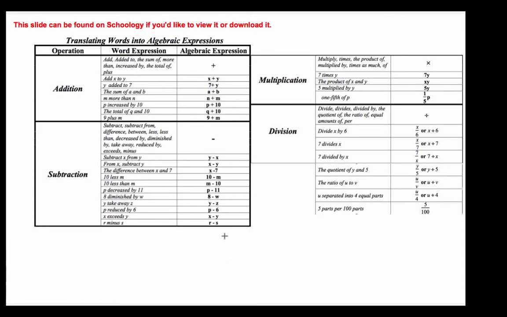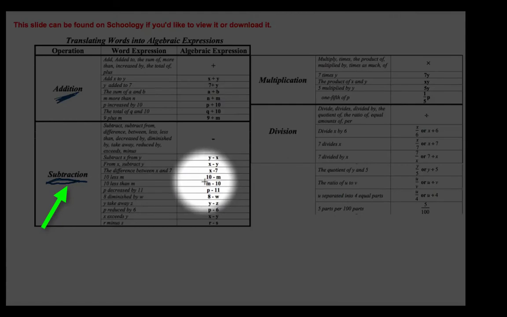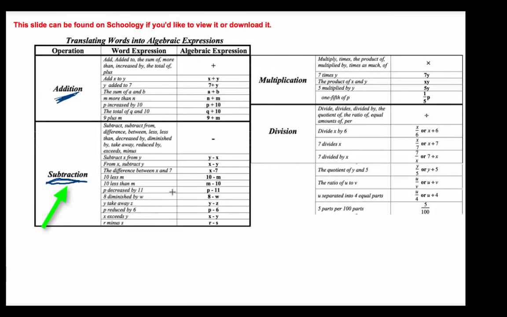So here is a table, some different words that we have to know what they mean. We want to be able to translate words into algebraic expressions. In this section here, we have words that represent addition. Here we have words that represent subtraction. For instance, the difference between x and 7. That's a subtraction situation. The word difference means subtraction. So here we have x minus 7. 10 less than m. You can see these are switched, and that's interesting, and we'll talk about that here in just a few minutes. The order in which you subtract things matters. Addition doesn't matter.